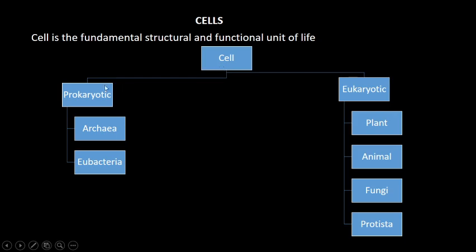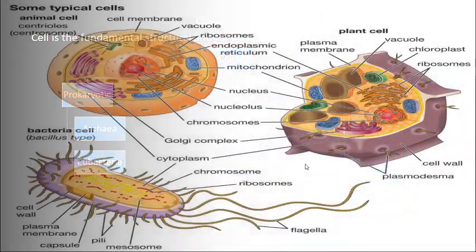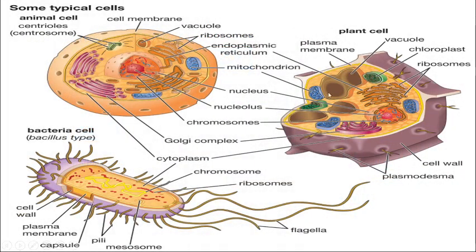If you look at the cell, we have prokaryotic and eukaryotic cells. Under prokaryotic cells, we have archaea and eubacteria. Under eukaryotic, we have plants, animals, fungi, and protista. Please note, this classification is very, very important. So these are the basic domains of cells: prokaryotic and eukaryotic.